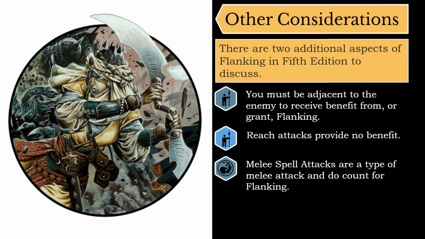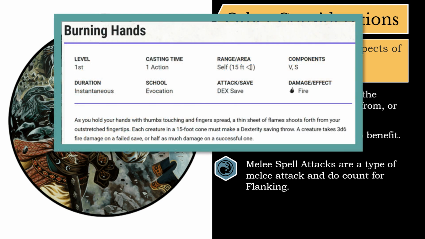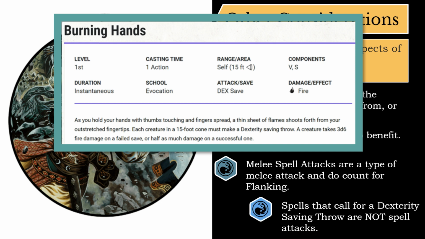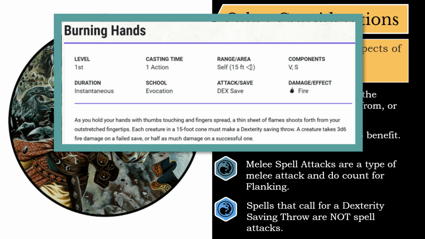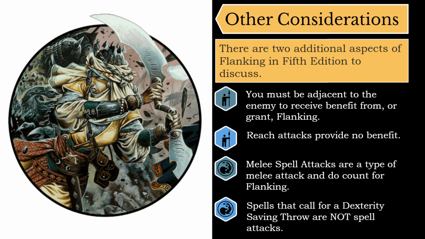But what about other spells that attack adjacent enemies, like Burning Hands? It has a range of self and says fire to anything within a 15-foot cone. This would attack a target that is adjacent to you, but would you receive any benefits from flanking? No, because Burning Hands does not call for a melee spell attack roll, even though it does damage enemies next to you. Instead, it calls for a dexterity saving throw, which is not an attack roll. And also, this means the target does not get disadvantage on that saving throw. Plus, using Burning Hands here is probably an awful idea, because you'd likely fry your buddy on the target's other side anyway.